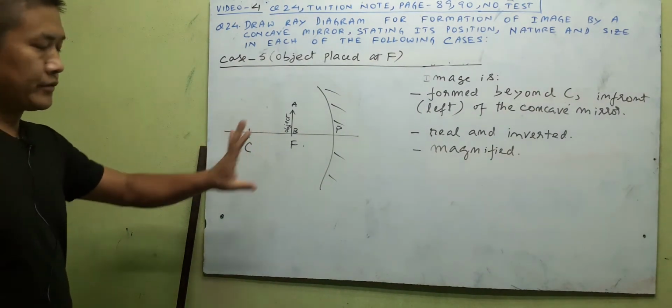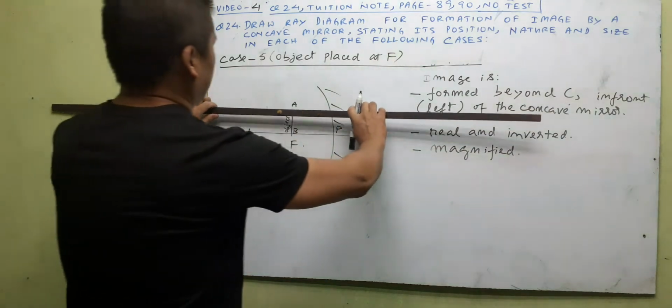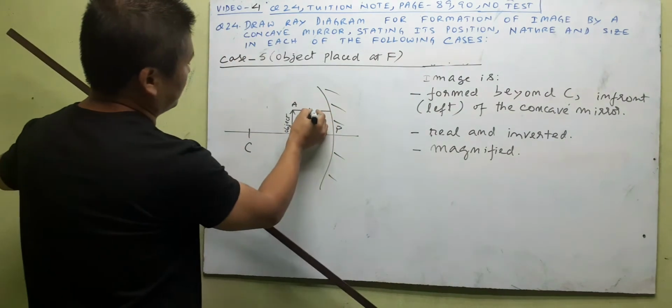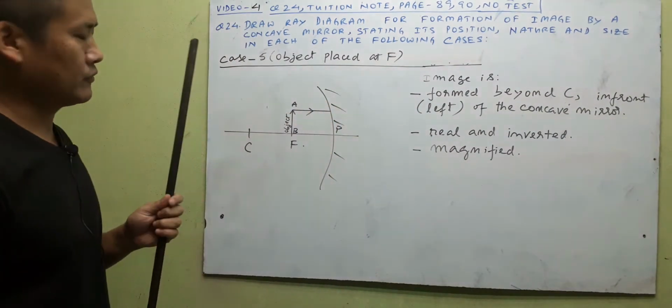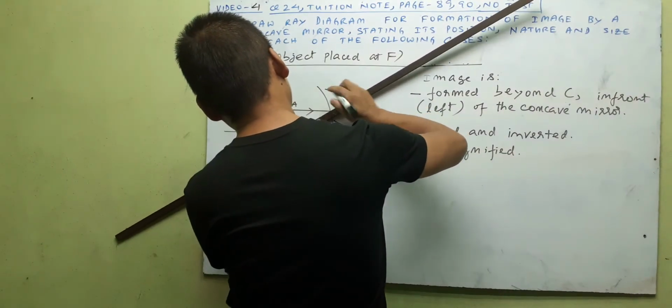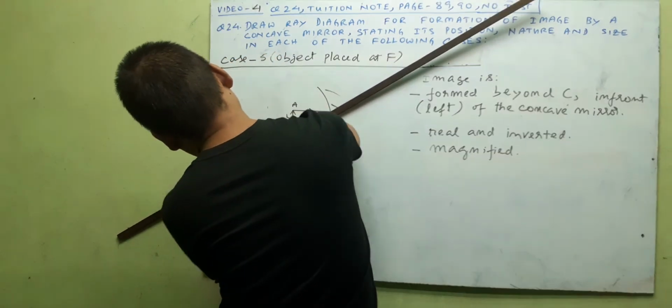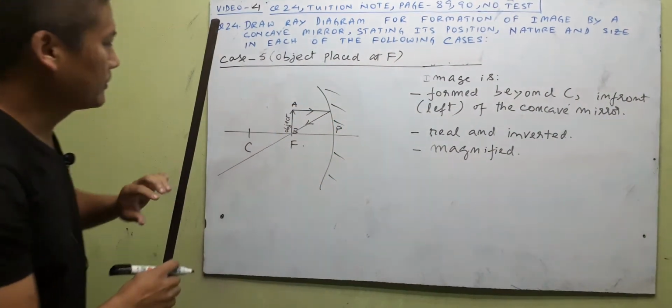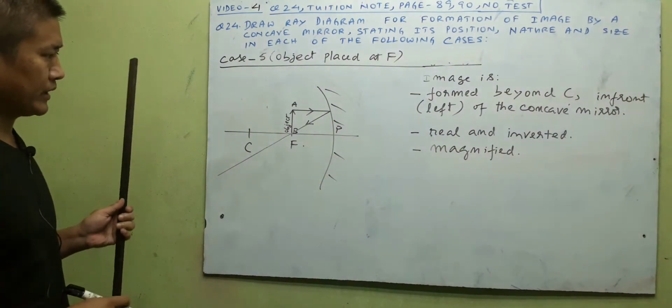We need 2 rays, right? So from the top of the object, you draw a ray parallel to the principal axis. First one, incident ray, left to right. After striking the mirror, this ray will always go to the focus, so pass it through the focus. This is the direction, right to left, opposite to the incident ray.